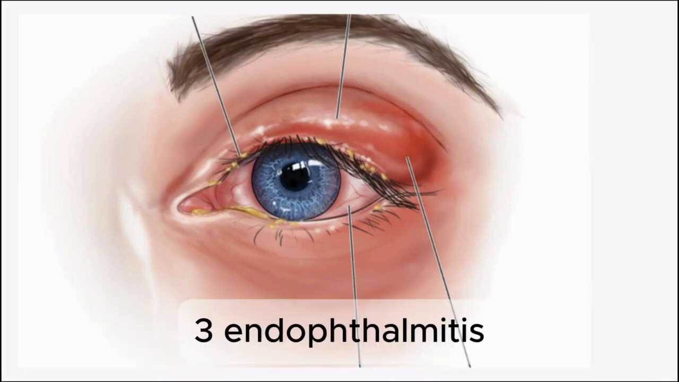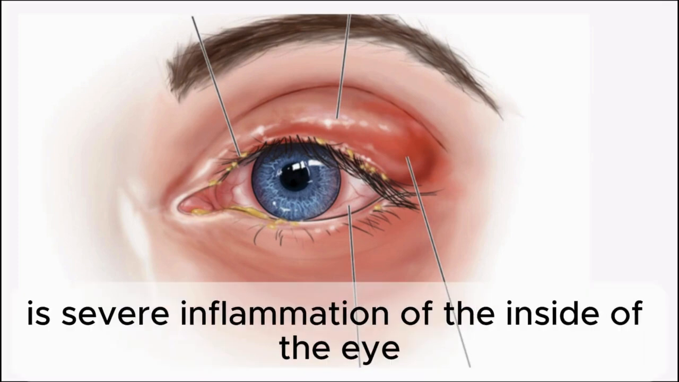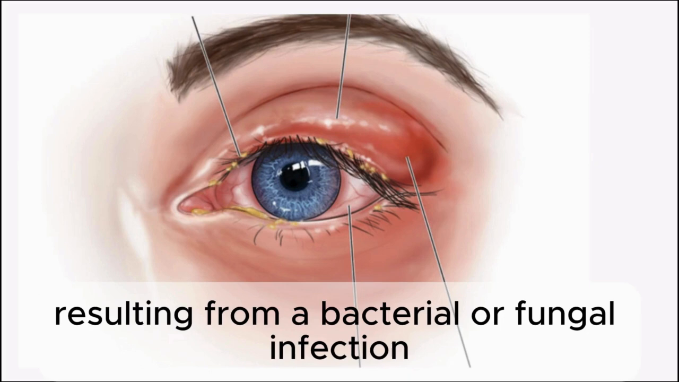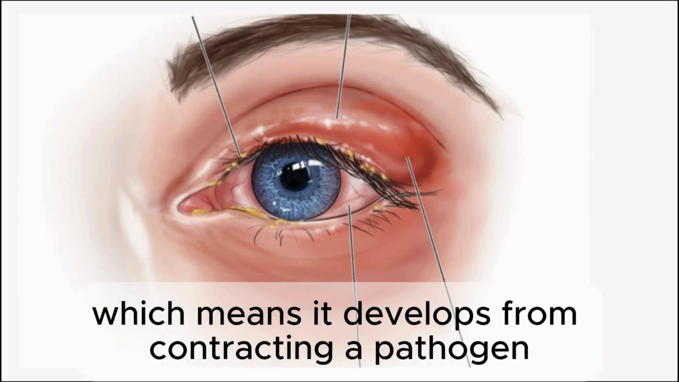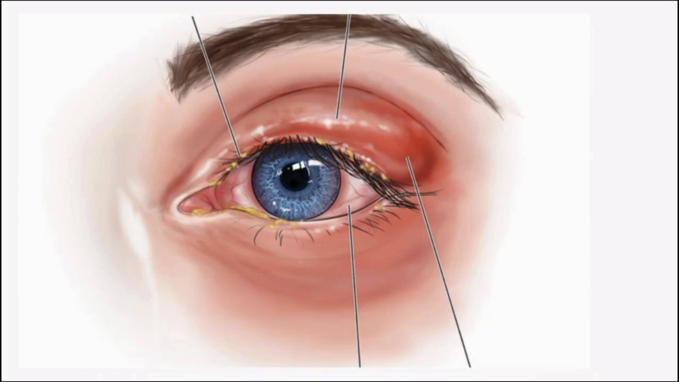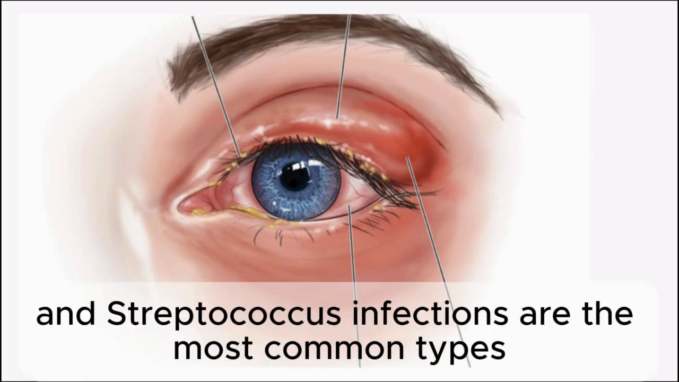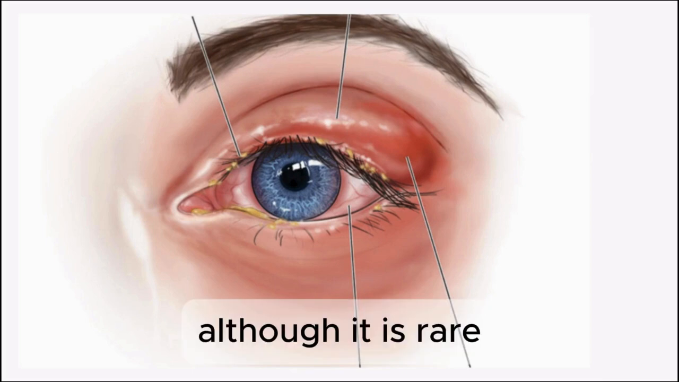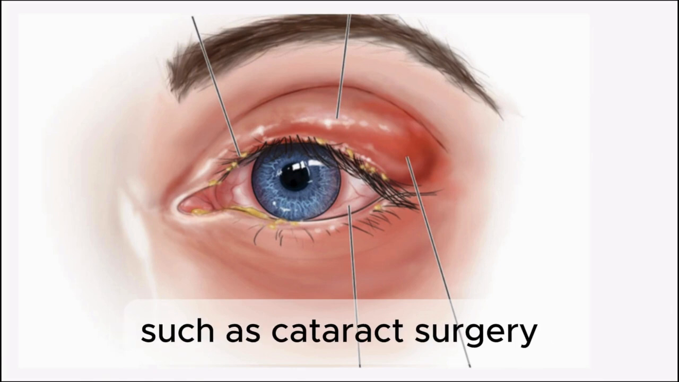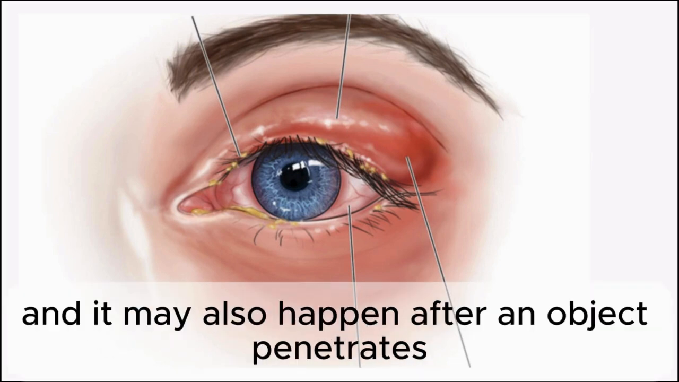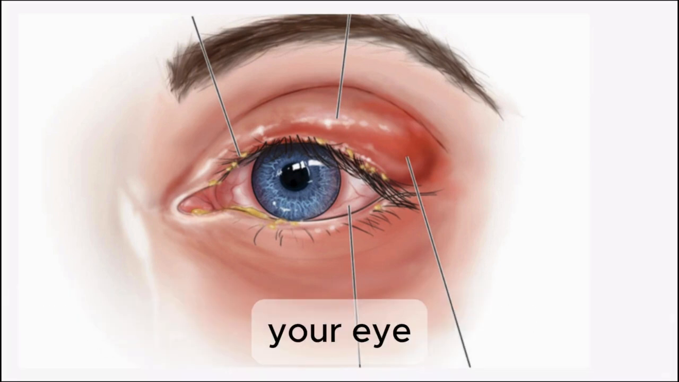3. Endophthalmitis. Endophthalmitis is severe inflammation of the inside of the eye resulting from a bacterial or fungal infection. The most common type of endophthalmitis is exogenous, which means it develops from contracting a pathogen in your environment. Staphylococcus and streptococcus infections are the most common types. Although it is rare, this condition can occur about 6 weeks after certain eye surgeries, such as cataract surgery, and it may also happen after an object penetrates your eye.